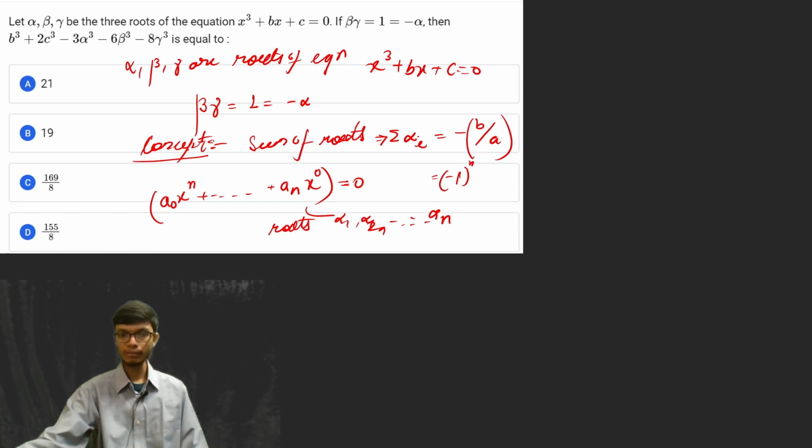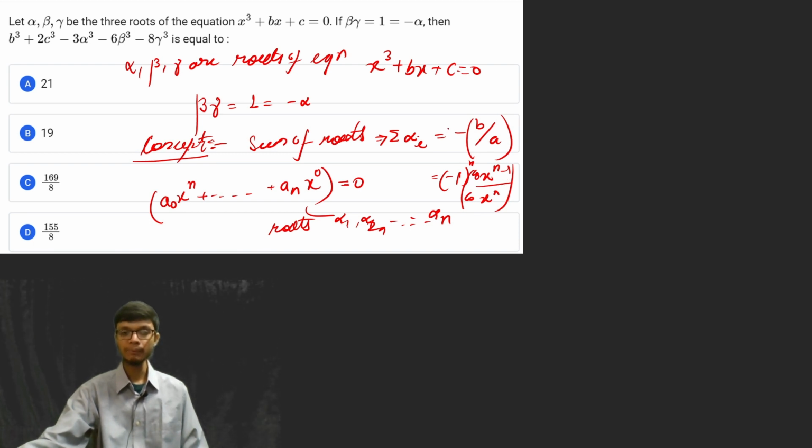And this minus actually comes as minus 1 raised to the power n. How will you understand what n is? Basically you have to go on cyclically repeating the values. So minus 1 raised to the power n times the coefficient of x to the power n minus 1, divided by the coefficient of x to the power n. That's how we get the sum of the roots.